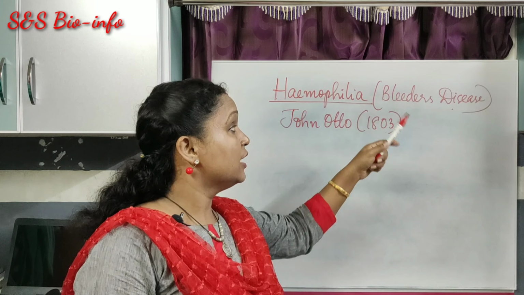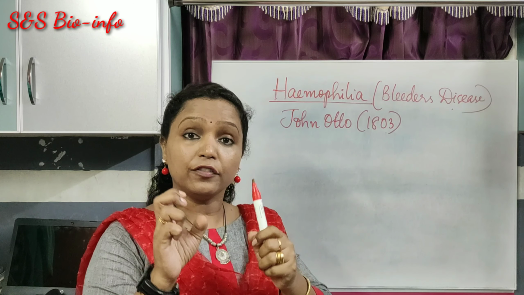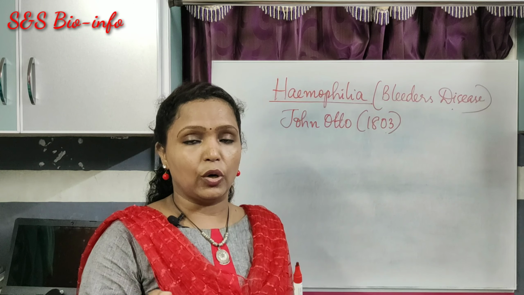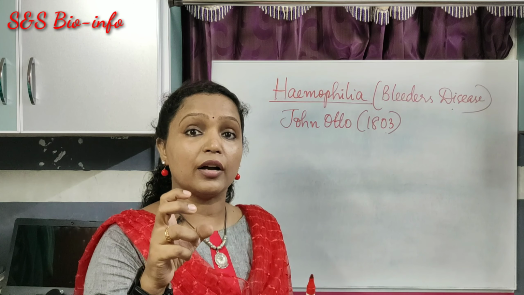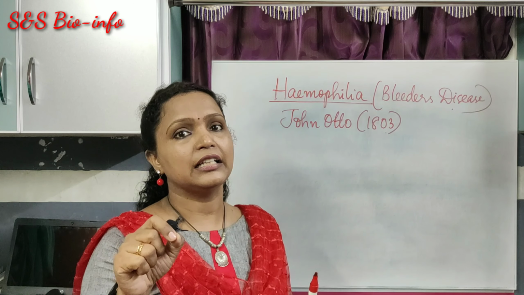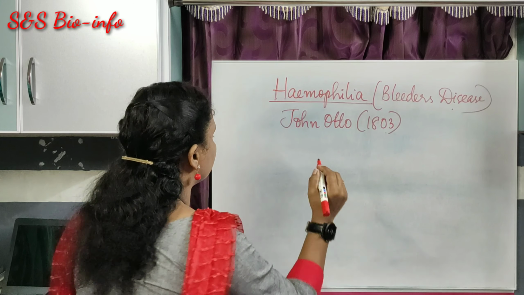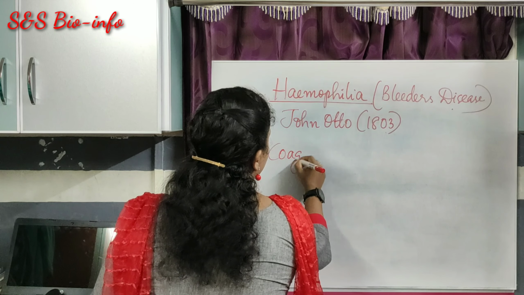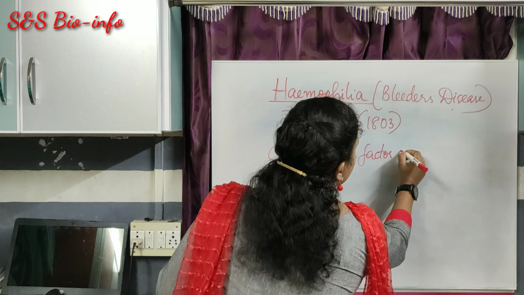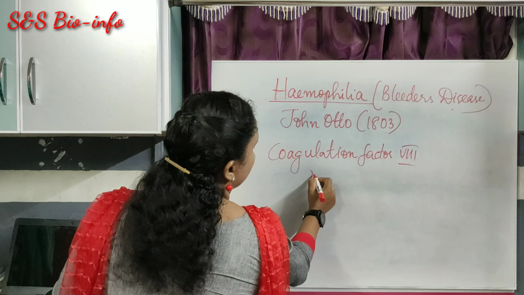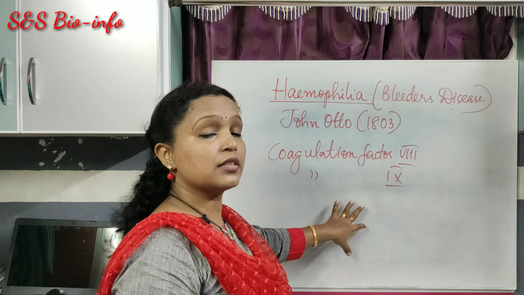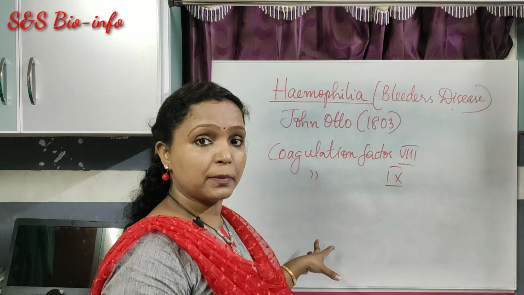It is known as bleeder's disease because the blood of the hemophilic patient fails to coagulate or to become a clot, due to the deficiency of certain coagulation or clotting factors like clotting factors 8 and 9. Which are the coagulation factors? Coagulation factor 8 and coagulation factor 9. Due to the deficiency of these coagulation factors, what happens in the body of the patient?